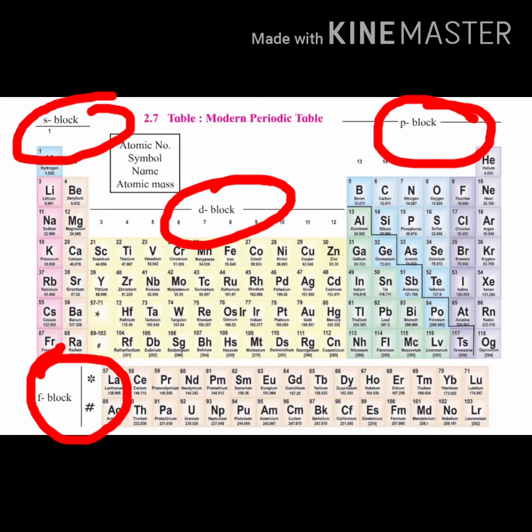So I repeat it one more time. The first two groups are S block, 3 to 12 are D block, 13 to 18 are P block, and the two rows down are the F block.